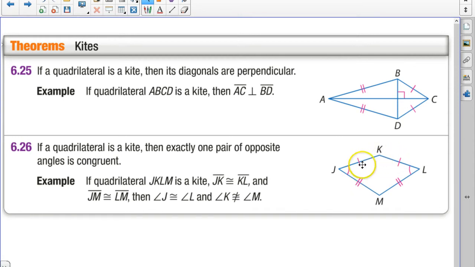So the trick is to know which pair of angles are congruent. And again, it's not the ones that are formed by the consecutive congruent sides. K and M are formed by those two congruent sides, so they're not going to be congruent. But the ones formed by the non-congruent sides meeting, L and J, they are congruent.